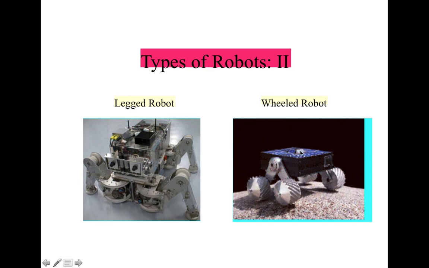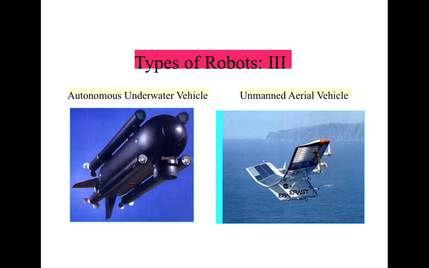Now coming to the wheeled robot, as I told you, the base of the robot can move from one point to another point. So that is all about the wheeled robot, similar to the legged robot. When you compare it with the legged robot, the wheeled robot is pretty much easier in operation. So that's all about the wheeled robot.